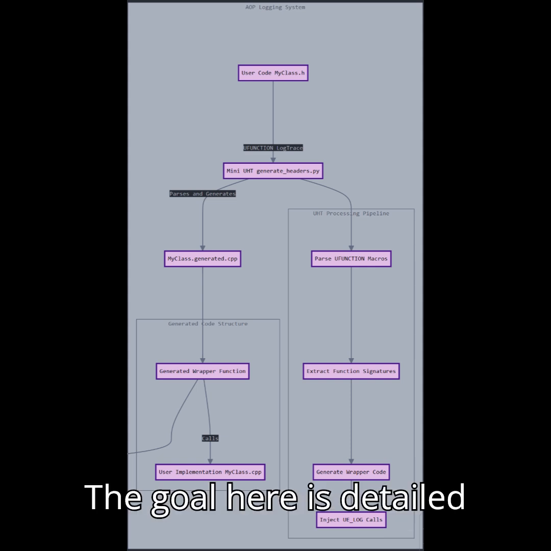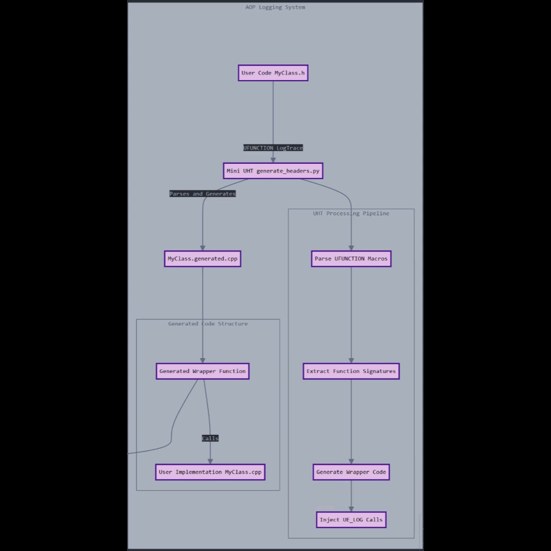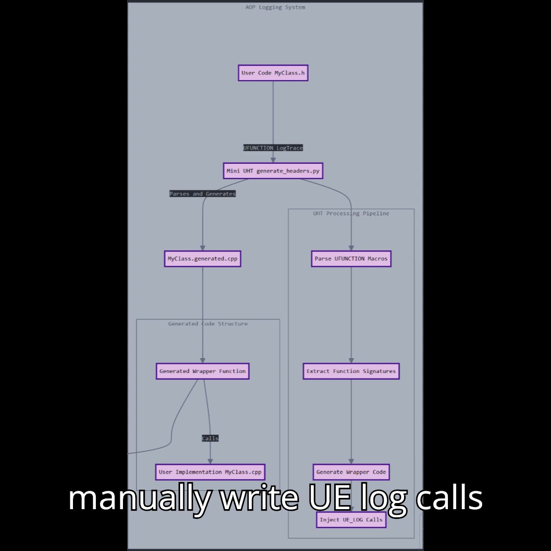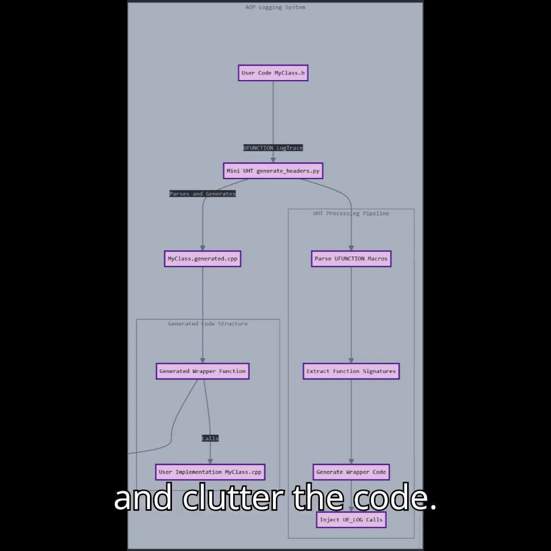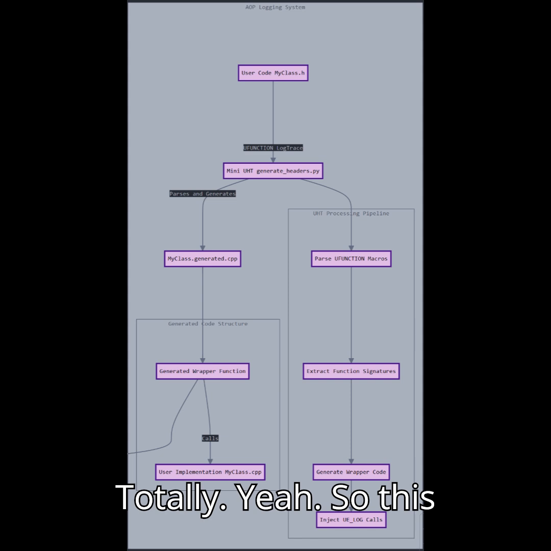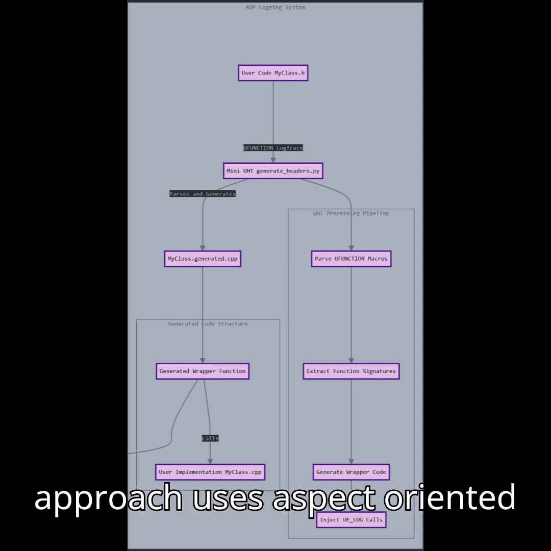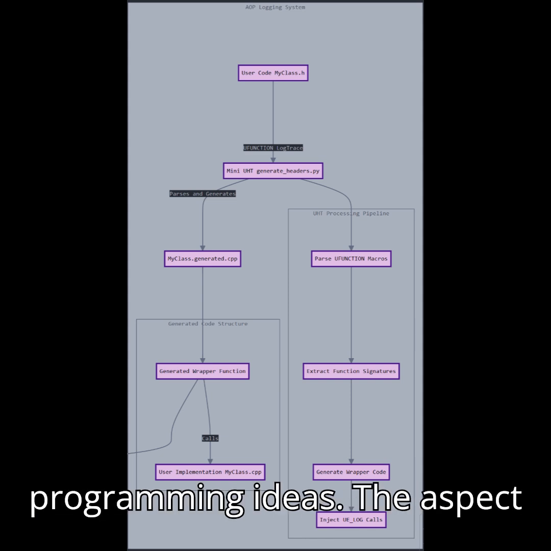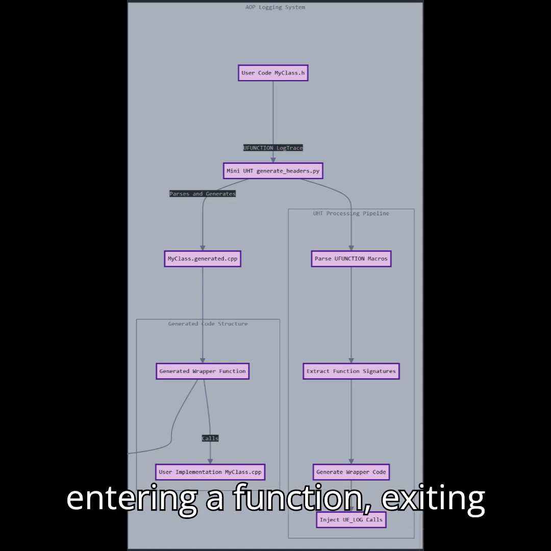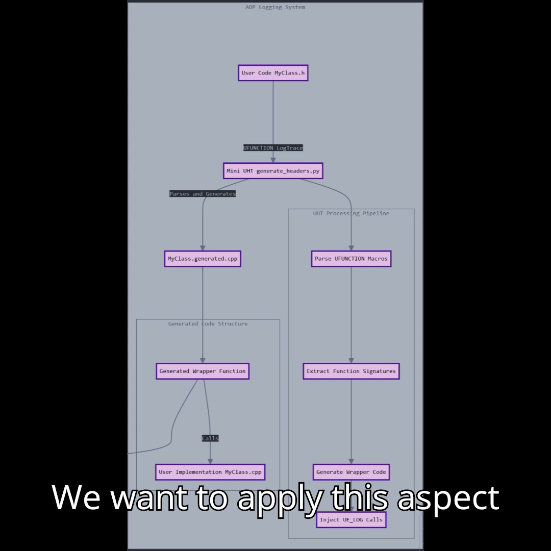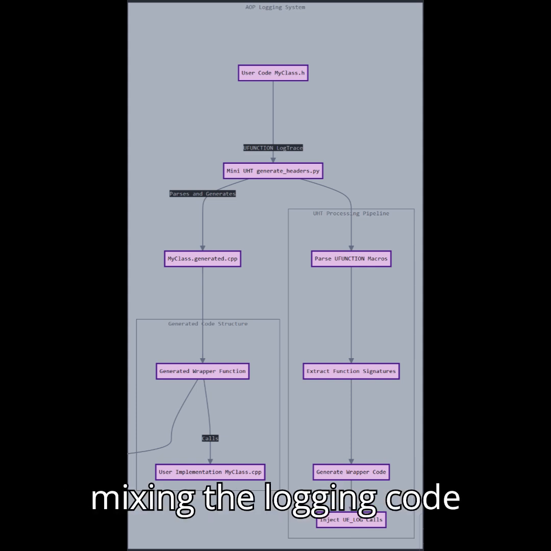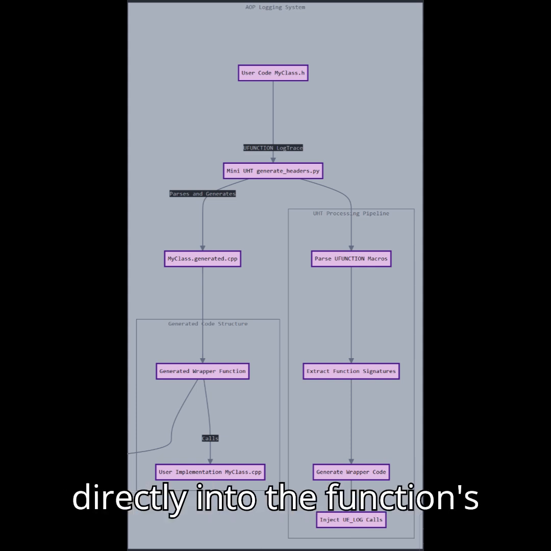The goal here is detailed tracing, but crucially, without making developers manually write UELog calls everywhere. Because that would be incredibly tedious and clutter the code. Totally. So this approach uses aspect-oriented programming ideas. The aspect is the logging behavior: entering a function, exiting it, maybe logging parameters. We want to apply this aspect across many functions without mixing the logging code directly into the function's main logic.